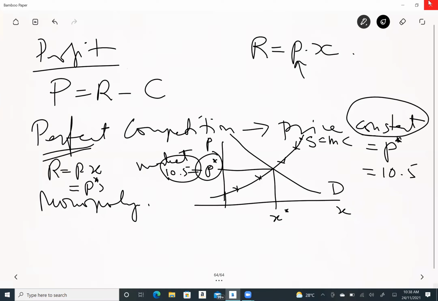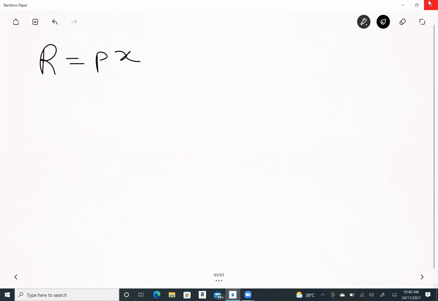Now, when the price is a variable, how does the revenue look? Revenue is equal to Px, and now that P is changing, the price is a variable, and that is the demand function.